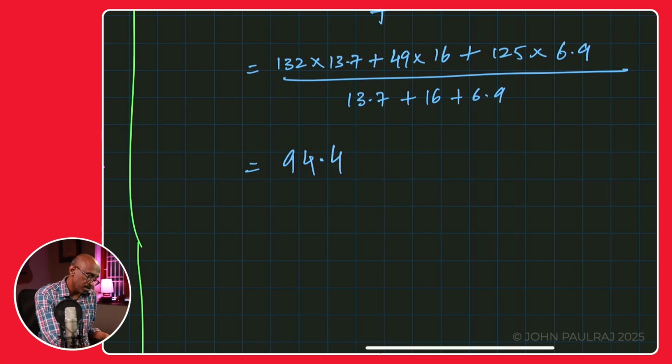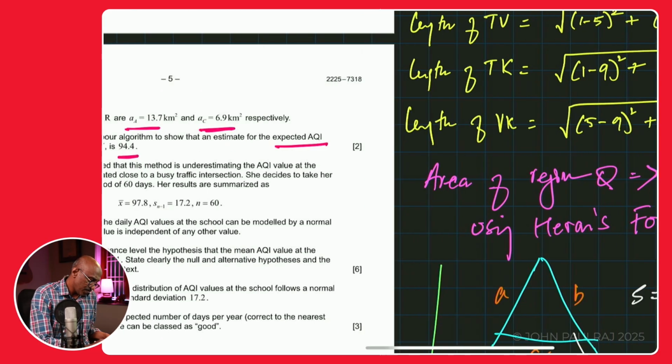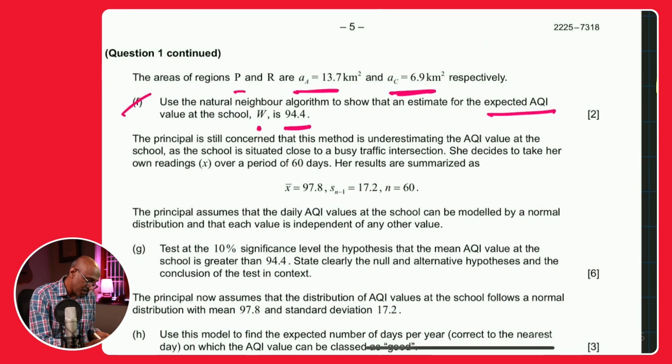Okay, I just wrote it down here, copied it down to 94.4. All right, 3SF. Again, we can mention that this is up to 3SF. 94.4, that's what we wanted, right? To show that it is 94.4. There you go. It's spot on.